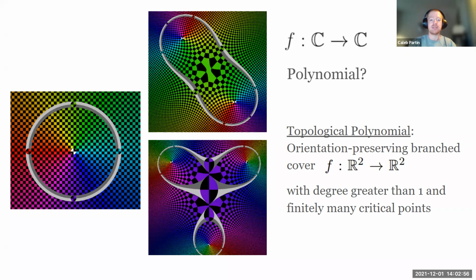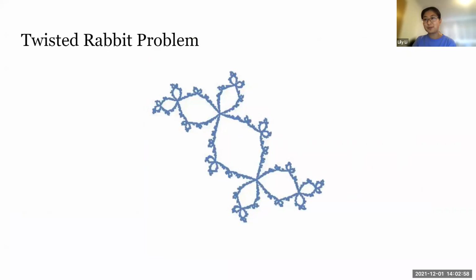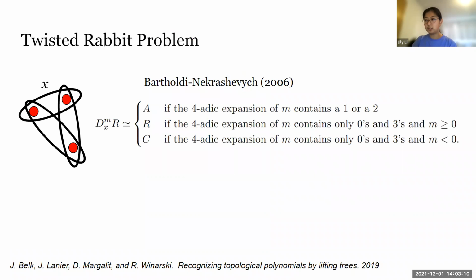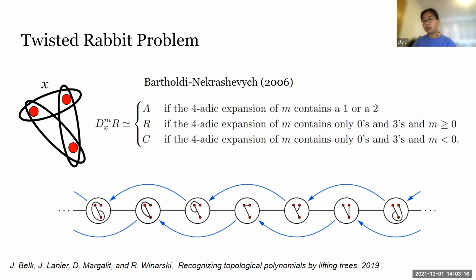homeomorphisms of the plane. One celebrated problem in polynomial recognition is Hubbard's twisted rabbit problem, which seeks to characterize the image of the rabbit polynomial under powers of Dehn twists around its ears, as shown in the picture. Work of Bartholdi-Nekrashevych gave the first solution in 2006, and more recently, Belk, Lanier, Margalit, and Winarski provided a topological perspective on recognizing polynomials. And one application of their work is a new topological solution to the twisted rabbit problem.